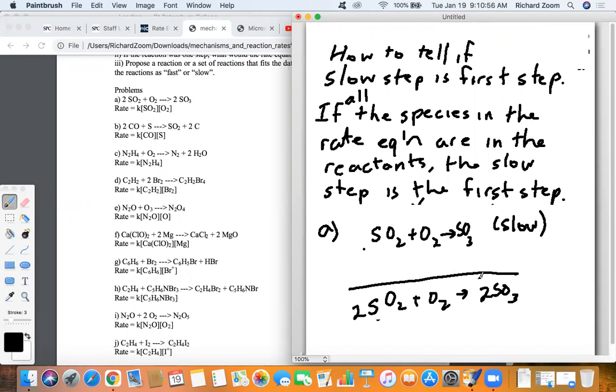Can anybody tell me what I'd have to do to balance it? What's missing? An oxygen. One oxygen by itself, right? There we go. So that oxygen by itself plus the other SO2, remember it's 2 SO2s down here, would make magically the other SO3, and that would be it. So that's the fast step.